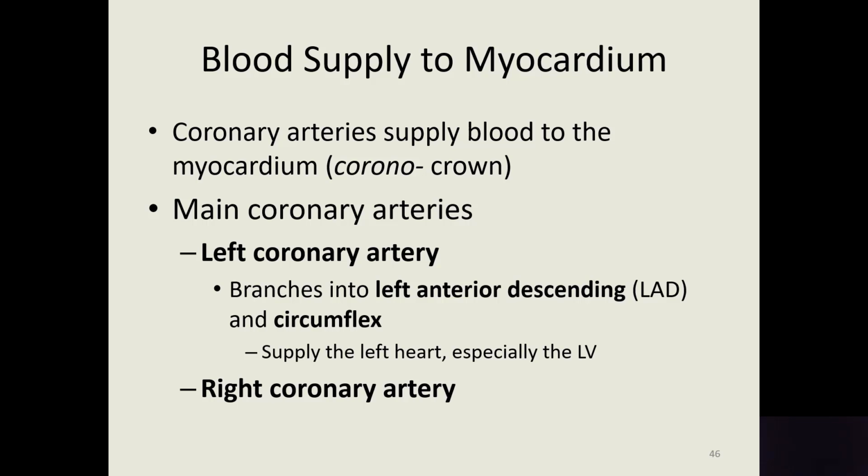Corona comes from the Greek word for crown. The main coronary arteries are the left coronary artery and the right coronary artery. The left coronary artery divides into two major branches. The left anterior descending, also known as the anterior interventricular artery, supplies the interventricular septum and the anterior walls of both ventricles. The circumflex artery supplies the left atrium and the posterior walls of the ventricle.